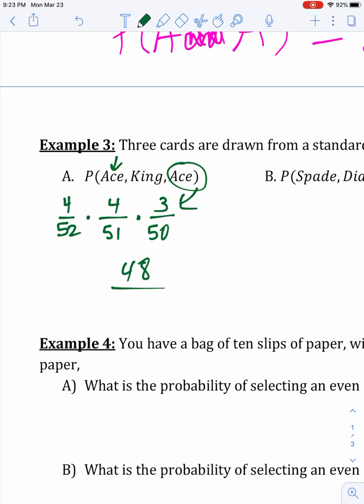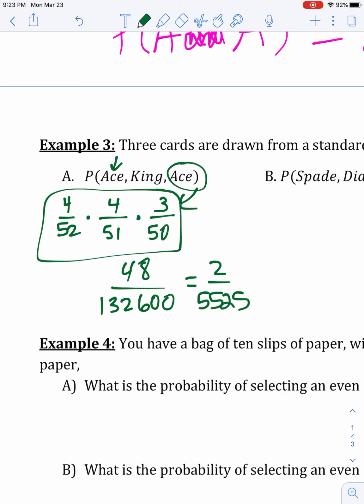52 times 51 times 50 is 132,600. And this can reduce to 2 over 5,525. If you don't have a calculator, make sure you're at least doing this work. This is the important part.